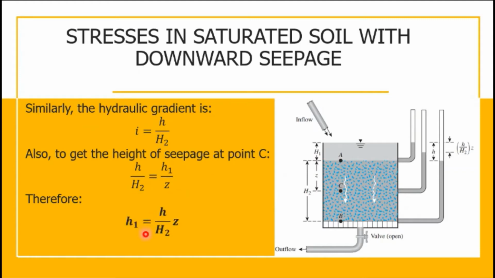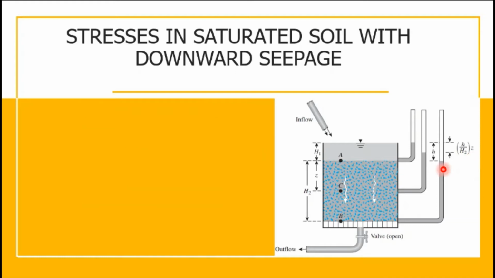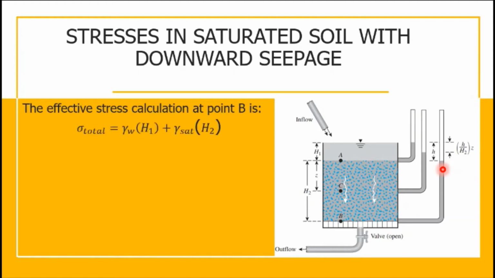Therefore, H sub 1 is equal to H over H sub 2 multiplied by Z. That gives us the value here. And then, for us to solve the effective stress at point B, we need to get the total stress again. So the total stress is equal to the unit weight of water multiplied by H sub 1 plus saturated unit weight of this soil multiplied by H sub 2, from the top down to that point.